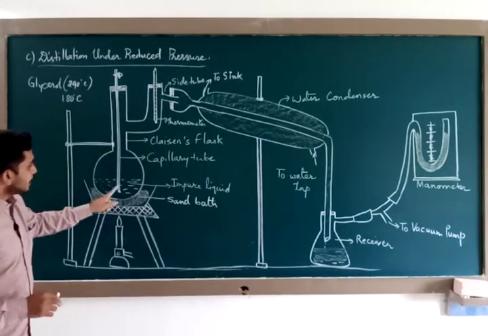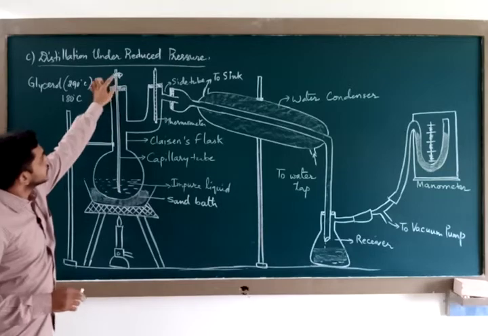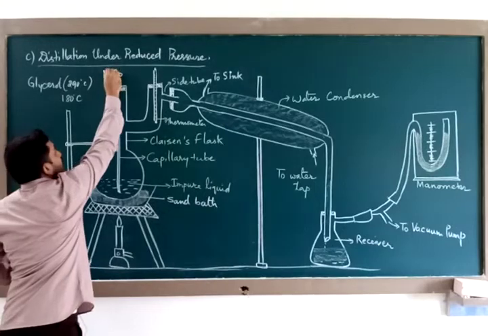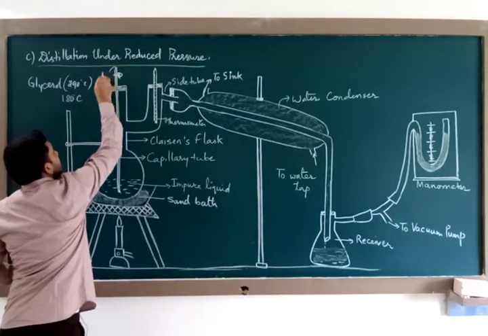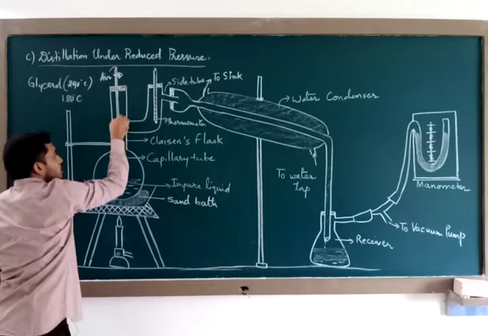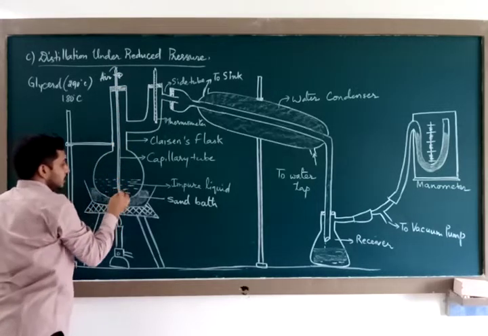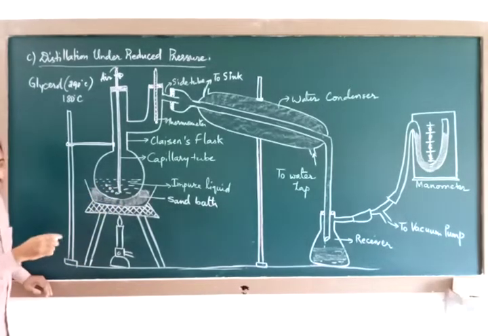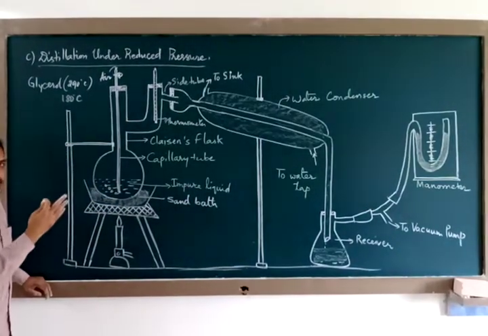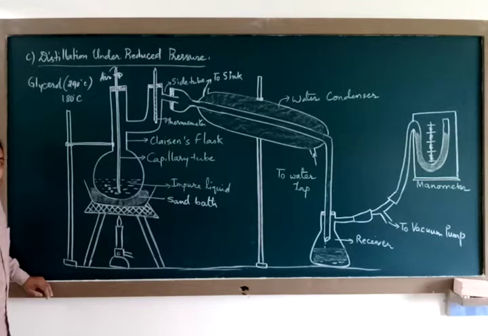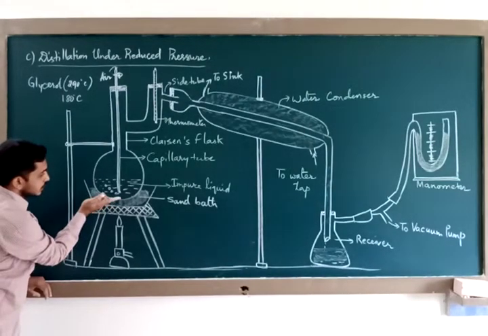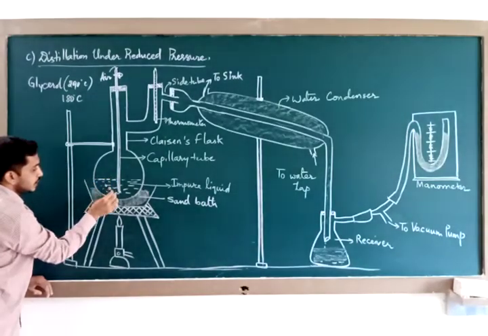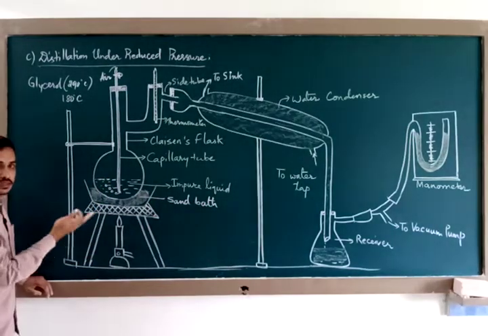the capillary tube. The purpose of this capillary tube is that it is kept open from here. Whenever needed, it is closed. Otherwise, it is kept open. So air from the outside is constantly flowing inside the Claisen's flask. As a result, these air bubbles tend to apply pressure on the surface of the liquid.